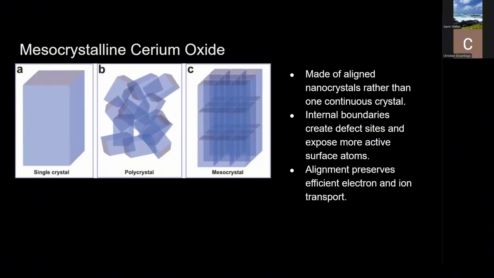Overall, the mesocrystalline structure is beneficial because it is composed of crystallographically aligned nanocrystals whose internal boundaries can create additional defect sites and expose more surface atoms while preserving electron and ion transportation, which hopefully would increase the catalytic and electrochemical performance.